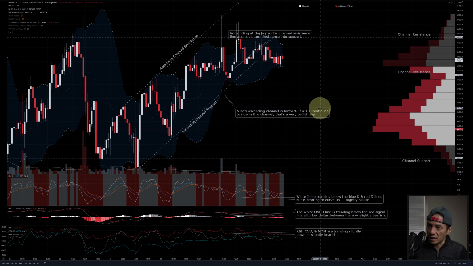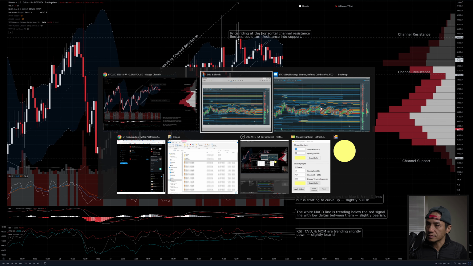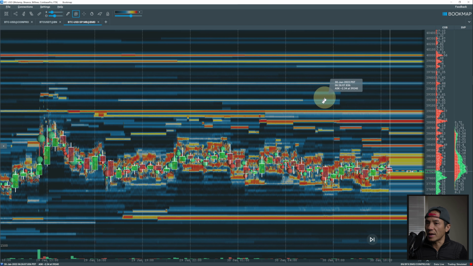Let's look at the heat map and see what's going on. That's not the heat map. So on the heat map, I'm going to start out with zooming out.